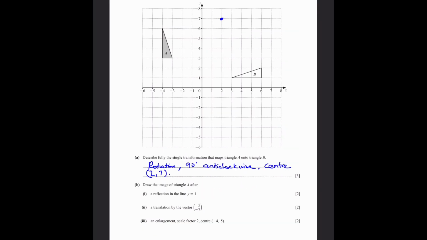B. Draw the image of triangle A after a reflection in the line y equals 1. What is the line y equals 1? The line y equals k, where k is any number, a constant in mathematical terms, is always a horizontal line passing through the point 0, k. So in this case, it passes through 0, 1, and it's a horizontal line. So it goes like this.